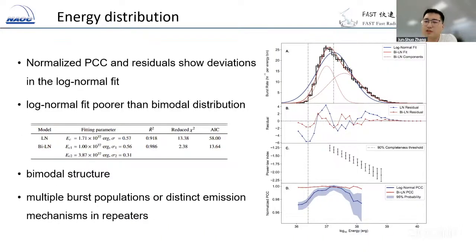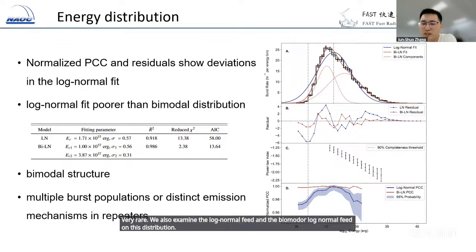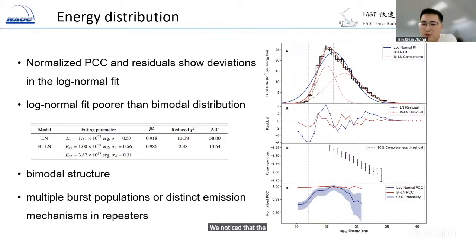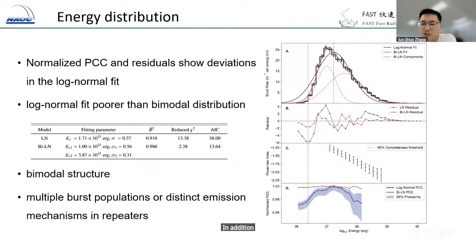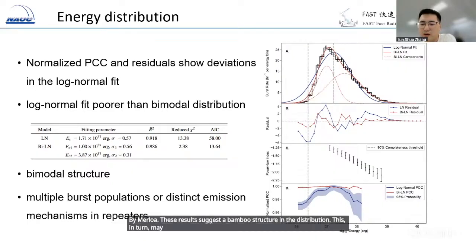We also examined the log normal fit and the bimodal log normal fit on this distribution. We noticed that the residuals and the normalized Pearson coefficient show deviations in the simple log normal fit. In addition, statistical tests indicate that a single log normal fit performs worse than the bimodal one. These results suggest a bimodal structure in the distribution. This, in turn, may imply that there are multiple burst populations or distinct emission mechanisms in repeating FRBs.